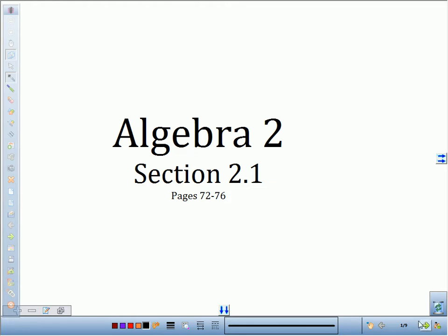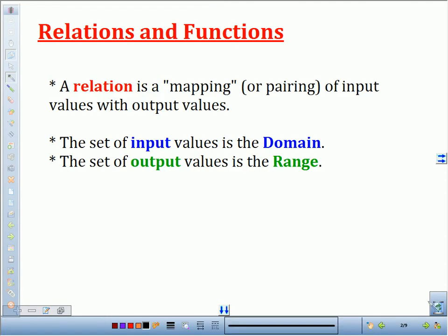Now, we're going to begin with relations. A relation is a mapping of input values with output values. More simply put, a relation changes one number into another number.